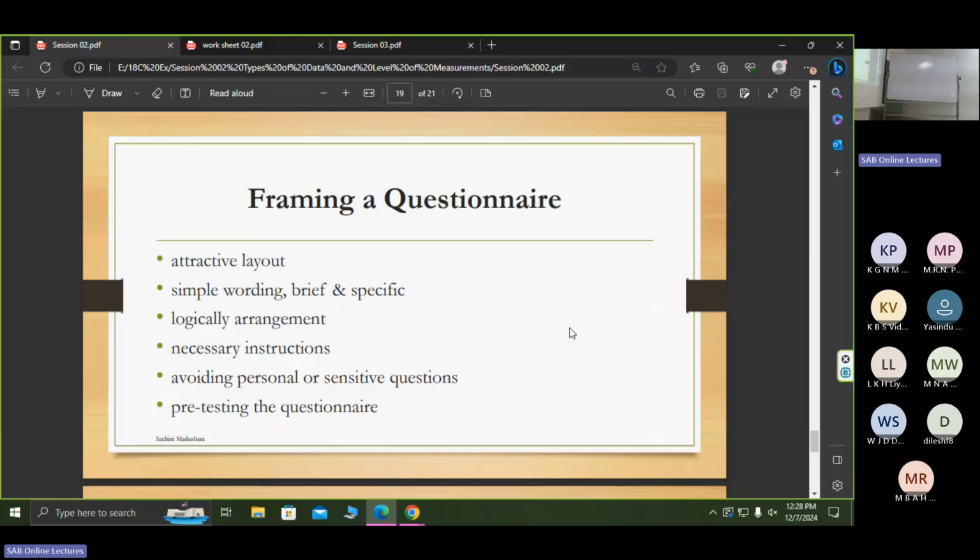Then necessary instructions. At the top of the questionnaire, normally we insert the instructions. Especially in your final exam question paper, on the first page it states the subject and duration, and then there is a box that consists of the instructions. The instruction is a must. Then avoid personal and sensitive questions. Normally, we do not ask any personal or sensitive questions through the questionnaire.